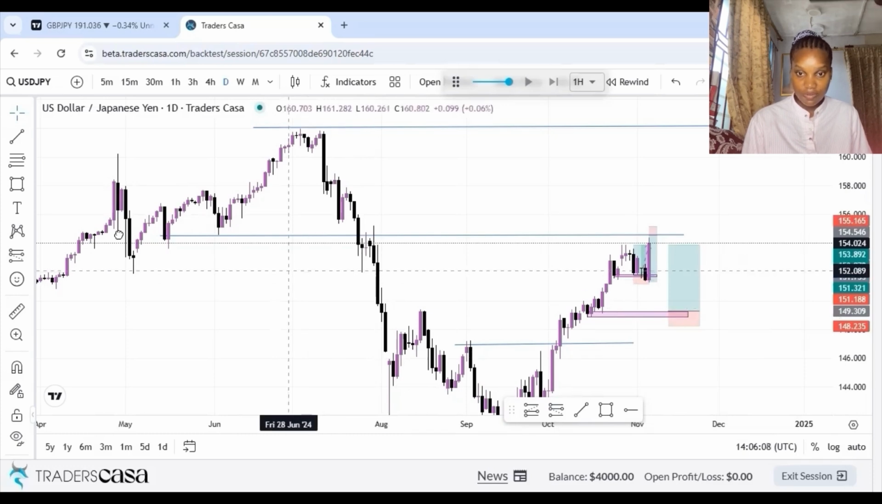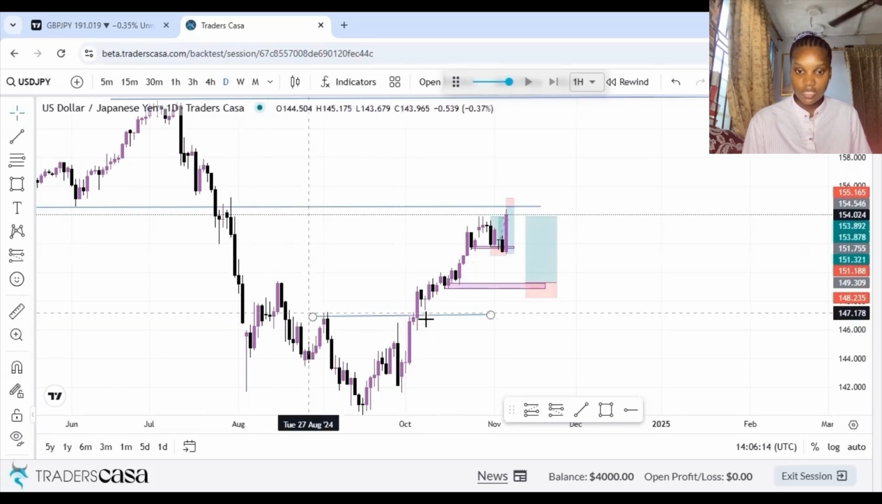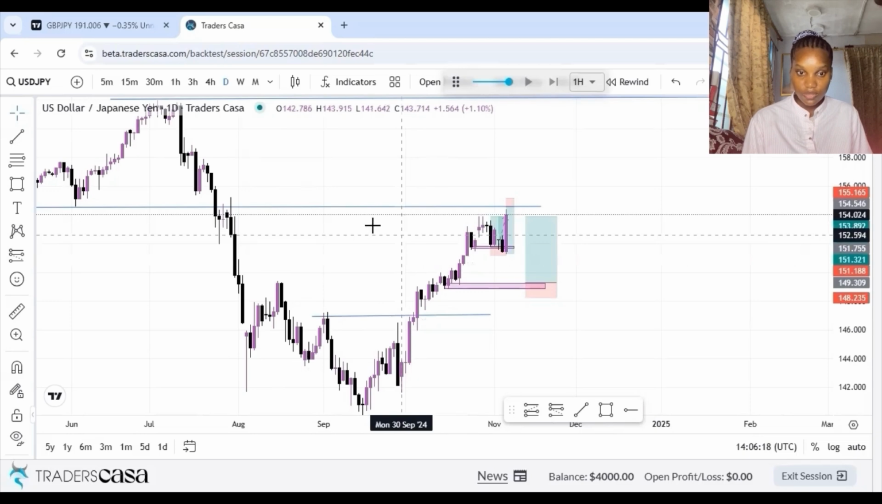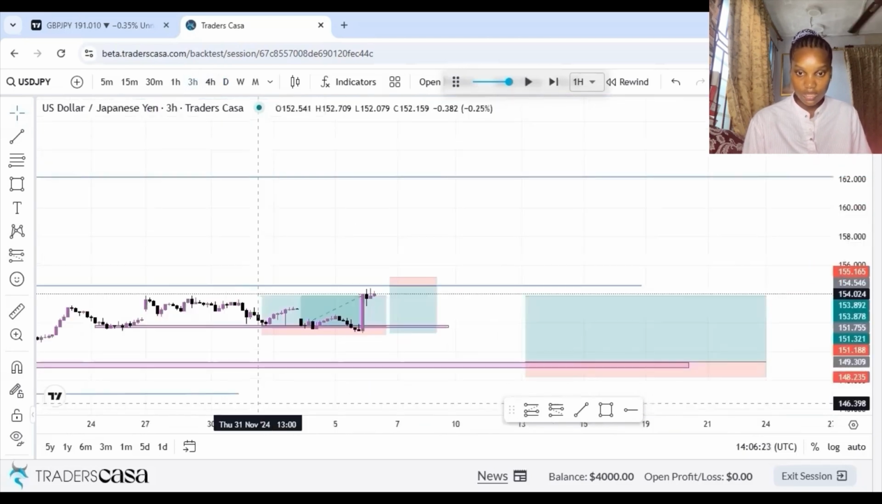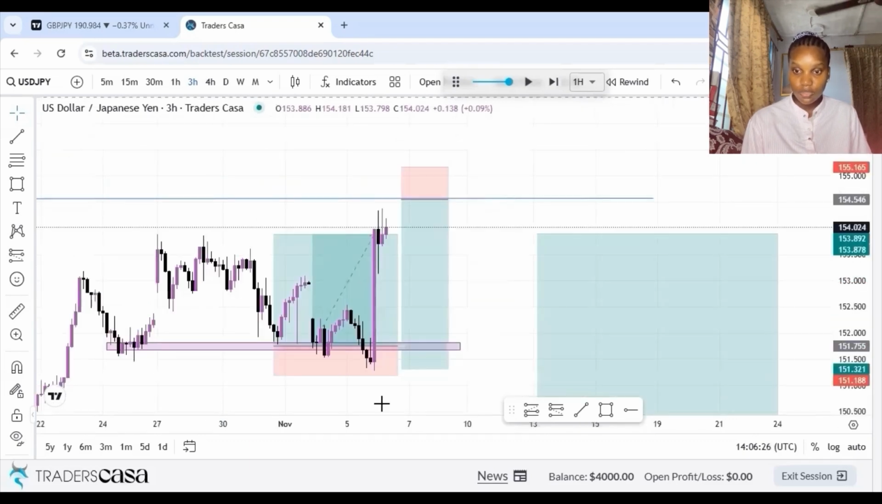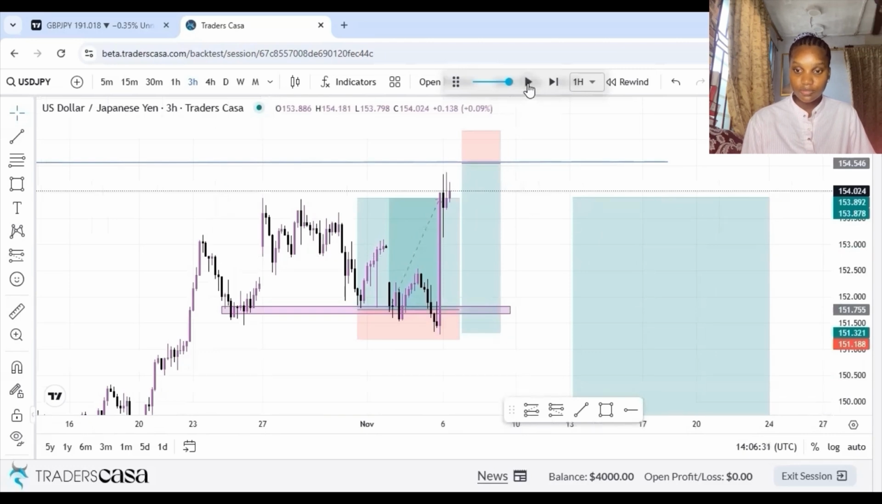Then it started giving us what? A bearish move. From a bearish move, now the market started giving us what? Price started giving us what? A bullish move. But the overall trend is still bullish anyways. But let's quickly test out this and see what it is. Template.